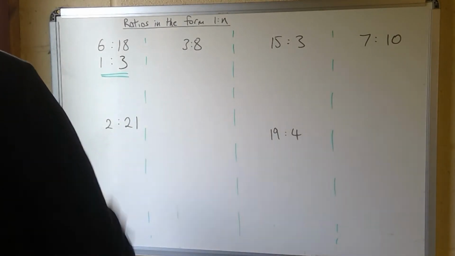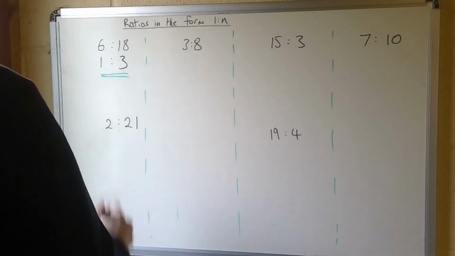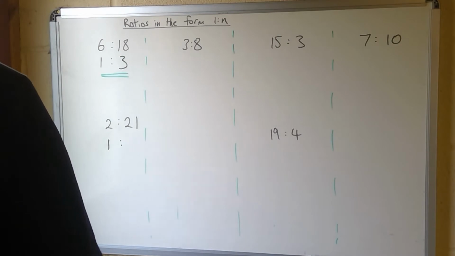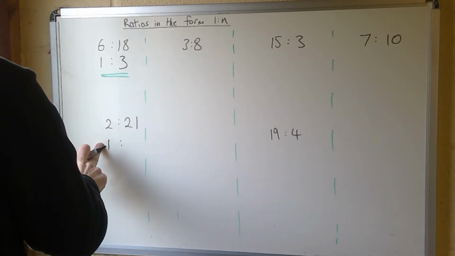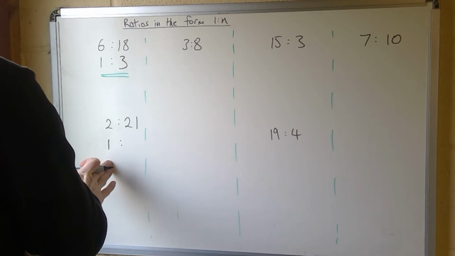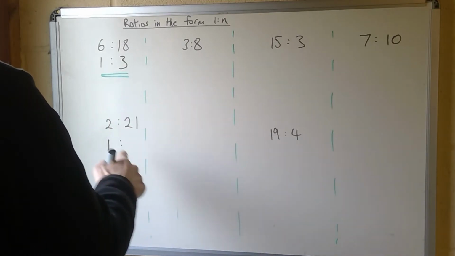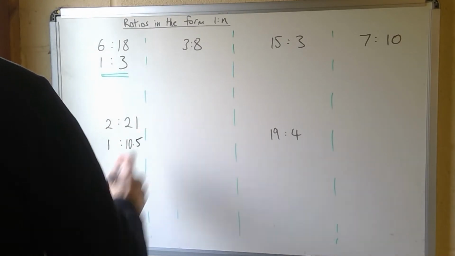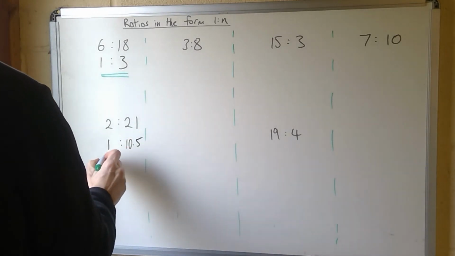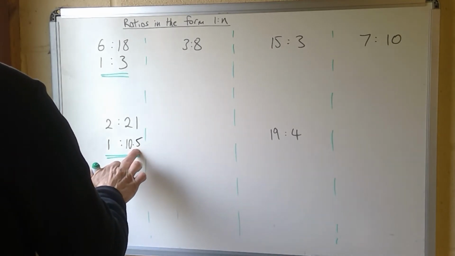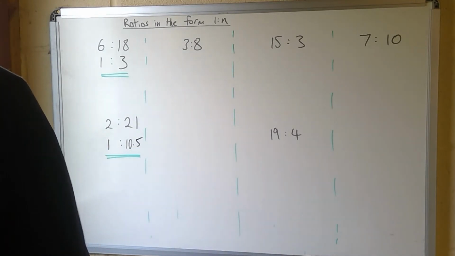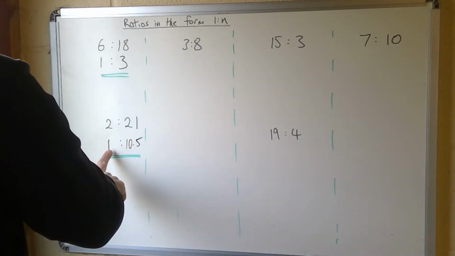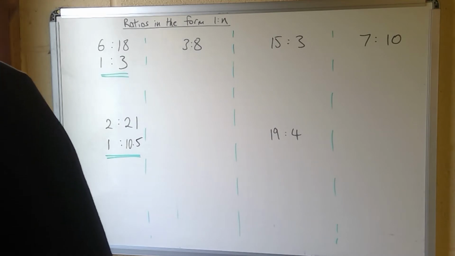So 2 to 21, if I want to get this in the form 1 to n, well, the very definition is the left-hand side needs to be 1. So I had to divide by 2 to get this 1. So whatever you do to one part, you must do to the other part. So if I divide 21 by 2, I get 10.5. Previously, when we've been simplifying ratios, we didn't want a decimal or a fraction in the ratio, but when we're writing them in the form 1 to n, that's inevitable, and that's absolutely fine. So that's in the form 1 to n there.